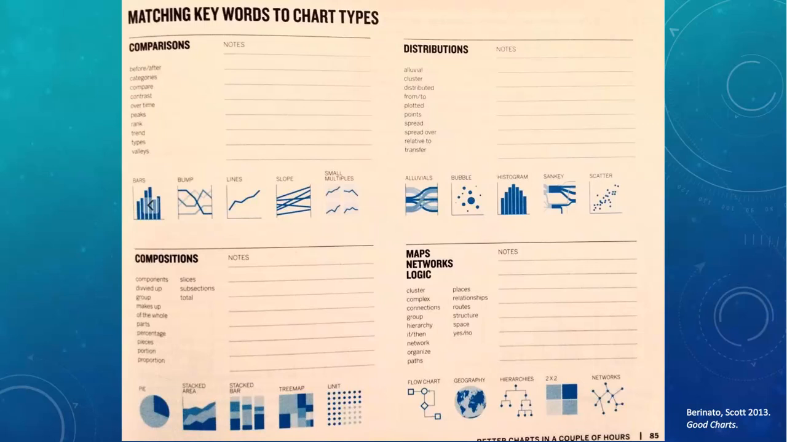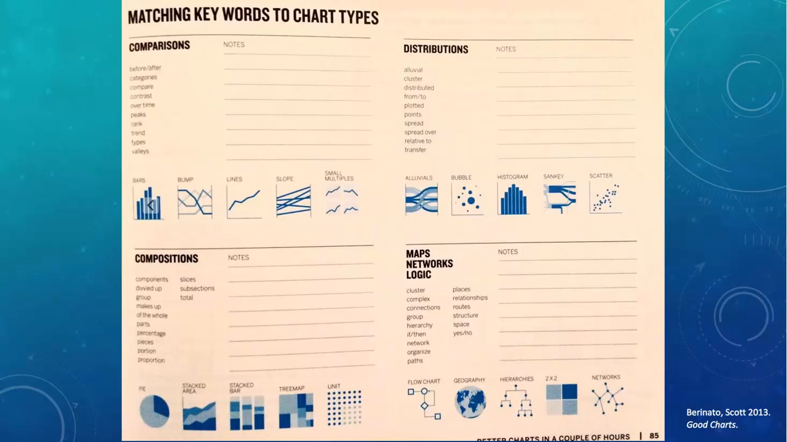Composition keywords are going to be components, divvied up, group, makes up of the whole, parts, percentage, pieces, portion, proportion, slices, subsections, total. Maps or logic networks are going to be cluster, complex, connections, group, hierarchy, if-then, organize, network, paths, places, relationships, routes, structure, space, yes or no. You can see some of the examples down there for those types of charts.